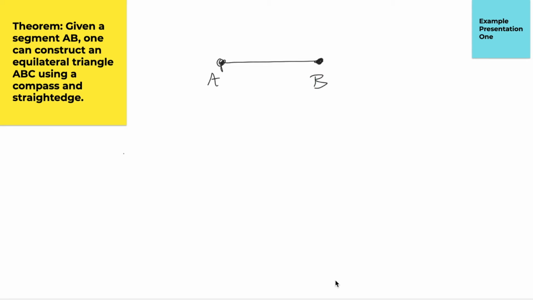So let's start with a segment AB. Our first step is going to be to draw a circle centered at A going through the point B. We can do this by postulate 3, which allows us to draw a circle, and in fact tells us how to use a compass, basically.